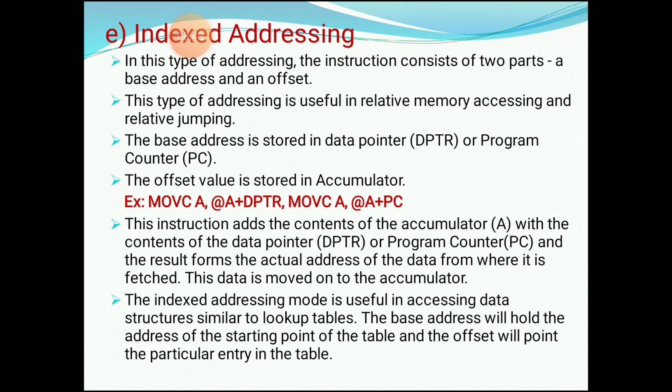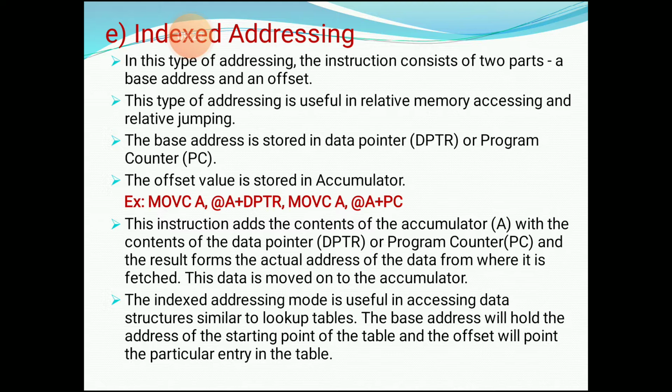Now the indexed addressing mode. In this type of addressing mode, the instruction consists of two parts, base address and offset address. This type of addressing mode is useful in relative memory accessing and relative jumping operations. The base address is stored in the data pointer or program counter. The offset value is stored only in the accumulator, called the A register. Examples of this addressing mode are MOVC A, @A+DPTR and MOVC A, @A+PC.